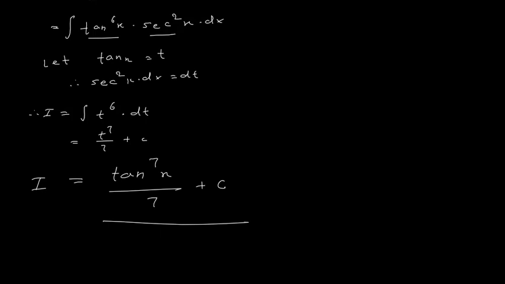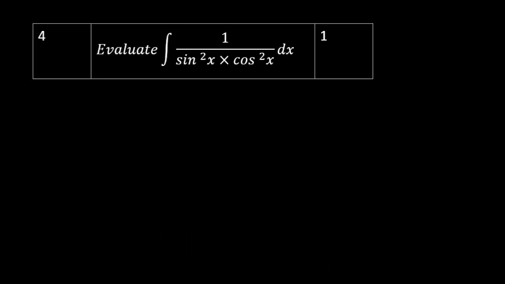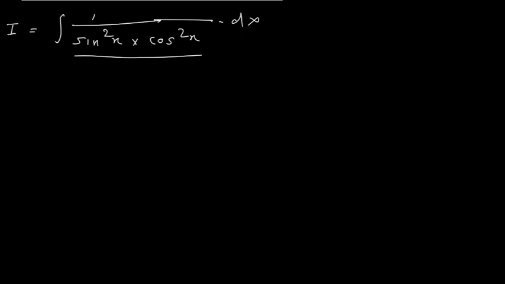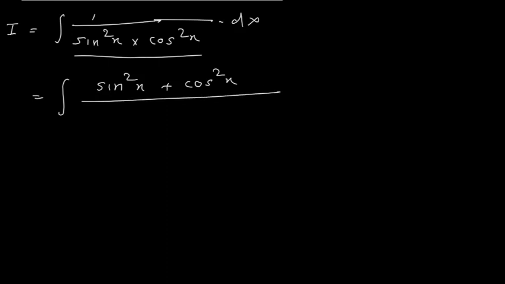Simple, right? Let us see the next question. I have I is equals to integration of 1 upon sine square x into cos square x. So what you do here? Especially in this problem, this numerator one I will write as sine square x plus cos square x, and this denominator it is sine square x into cos square x.